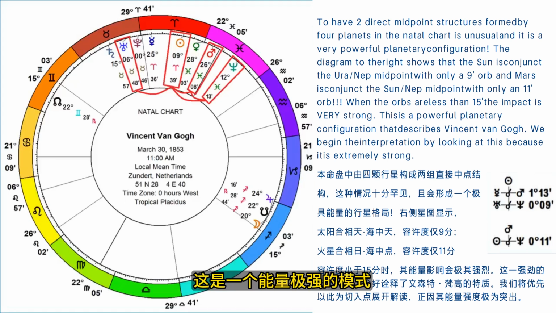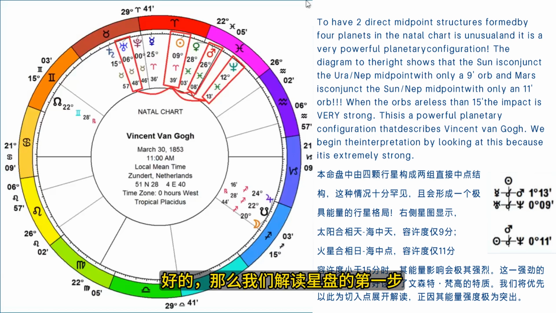This is an incredibly powerful pattern because number one, the orbs are small, and number two, there are two midpoint structures made from these four planets. So think of it as vibration, as resonance, all these things at the same frequency. The Sun-Uranus angle is twice the length of the Sun-Mars angle. In music, that would be up one octave. You don't have to worry about this octave stuff, but just take my word for it. It's a resonating system, and this will describe the energy flow of the person.